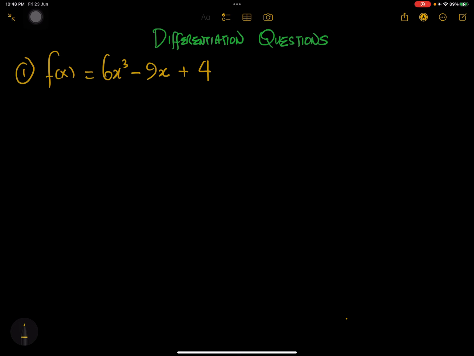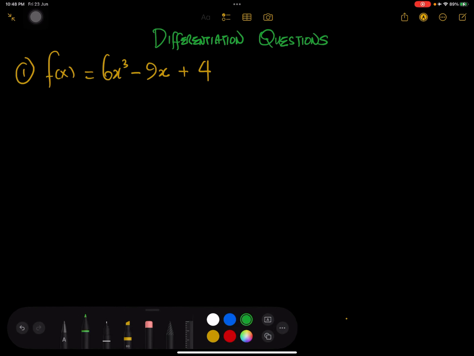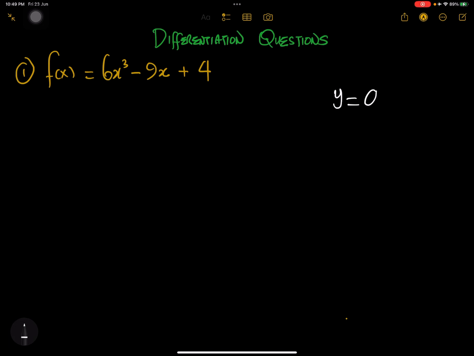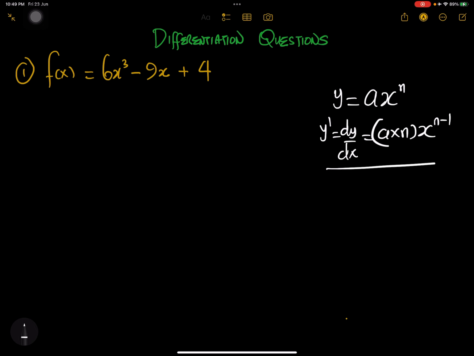What are we going to do? We have to differentiate, right? So we're going to use most of our first law. Remember when we said we have y is equal to a x^n, we said that the y prime, which is the dy dx, is equal to a multiplied by the n first, and then x to the power n minus 1. So we're going to use most of this law for this question here.